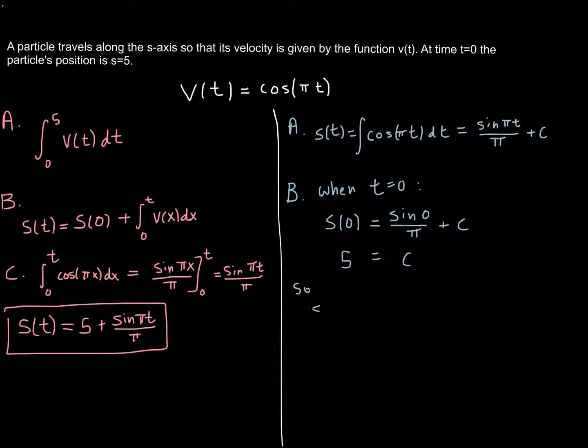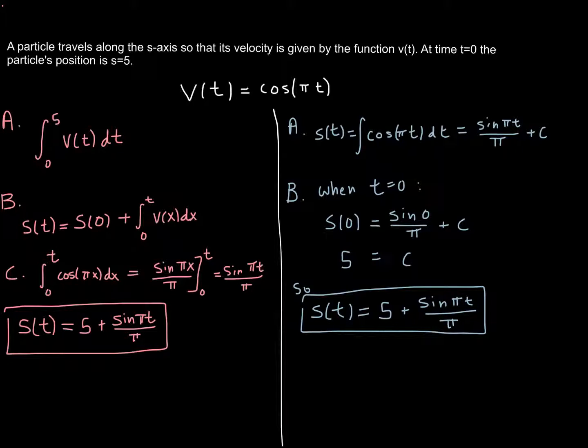So s of t is, and I go back to what I had before, sine of pi t over pi plus c, which is now, of course, 5. And so I can write it back in this form. I can put 5 first, 5 plus sine of pi t over pi. So both processes get us to the same position function, as they should, and this means that both processes will work.